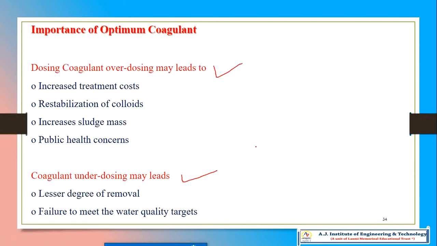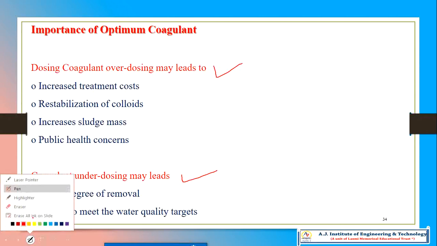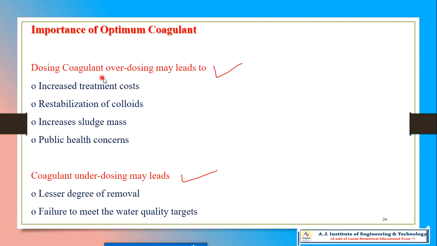Now, if the dosage of the coagulant is an overdose, it may lead to an increase in the treatment cost. Correct. You are adding overdose, it will increase your treatment cost. Restabilization of the colloids. See that you got the result increasing. That means again it will remove the bond. It will not be stabilizing; again, it leads to restabilization. So that should not happen.